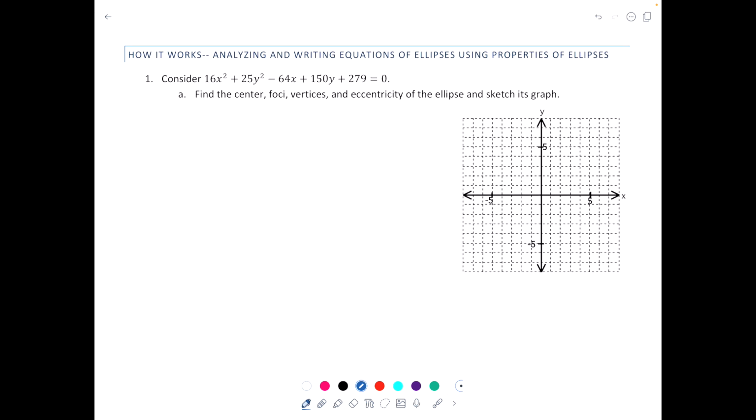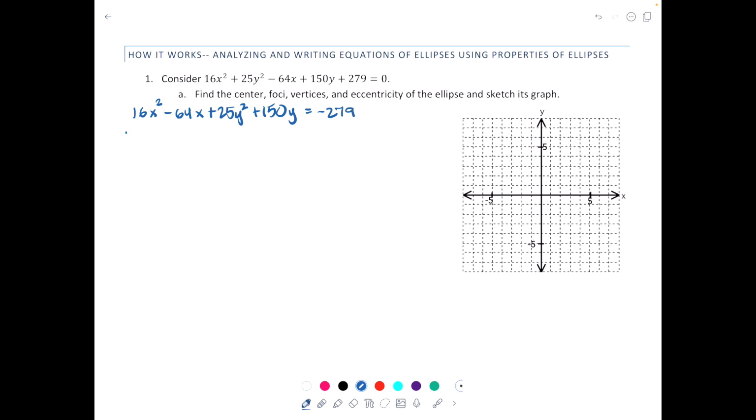So let's check out how it works. Again, there's always that potential for completing the square. Fun times, right? So let's crunch through. We need to find the foci, vertices, and eccentricity of the ellipse and sketch its graph. So here we go. Let's work with this equation. We have 16x squared minus 64x plus 25y squared plus 150y equals negative 279.